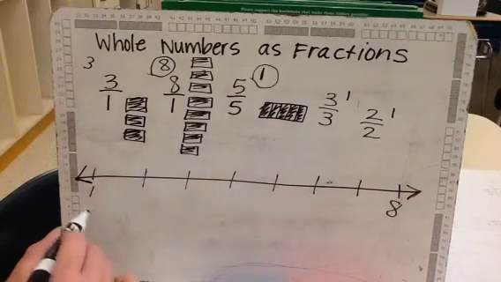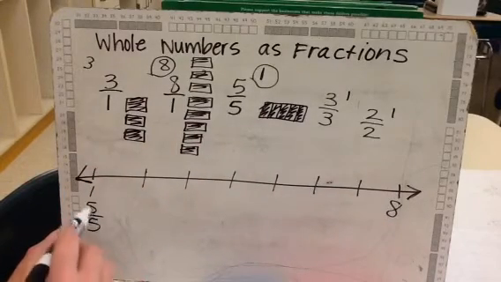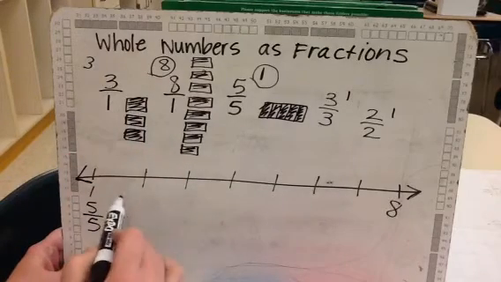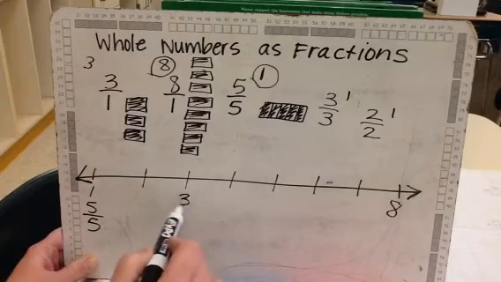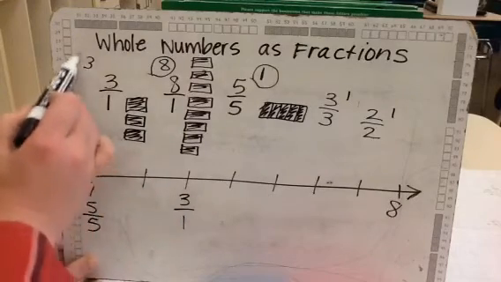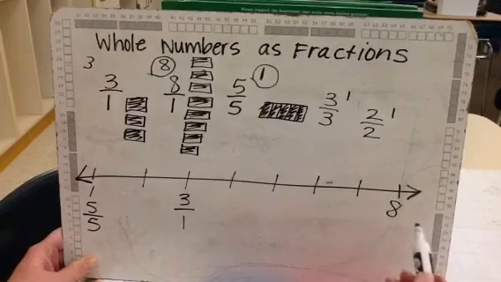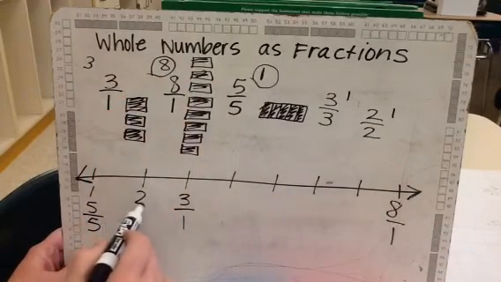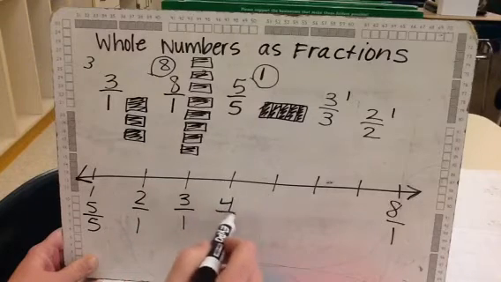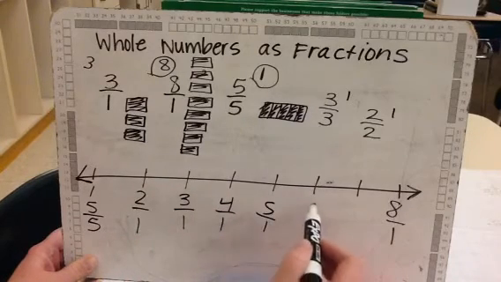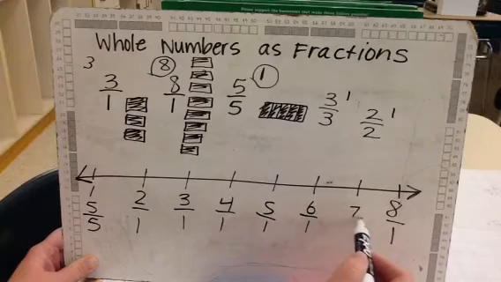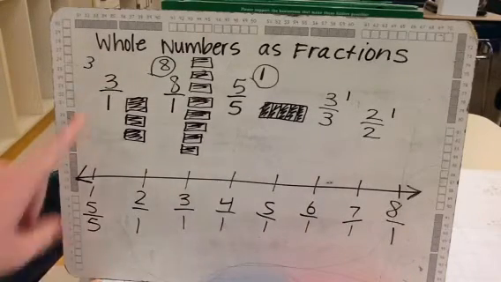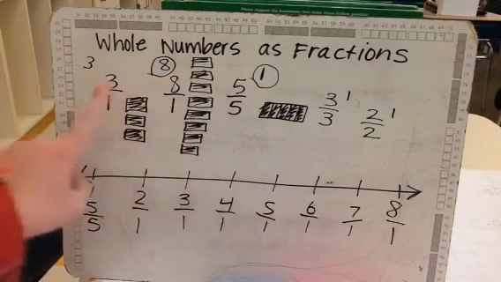So here I'm going to put 5/5, because that has the same value as 1. Then I'm going to put 3 over 1 here, because that has the same value as 3. And then I'm going to put 8 over 1, because that has the same value as 8. And I could, if I wanted, I could fill all of these in with their fraction representation. Right there. So use this when you're thinking about how to represent whole numbers as a fraction.